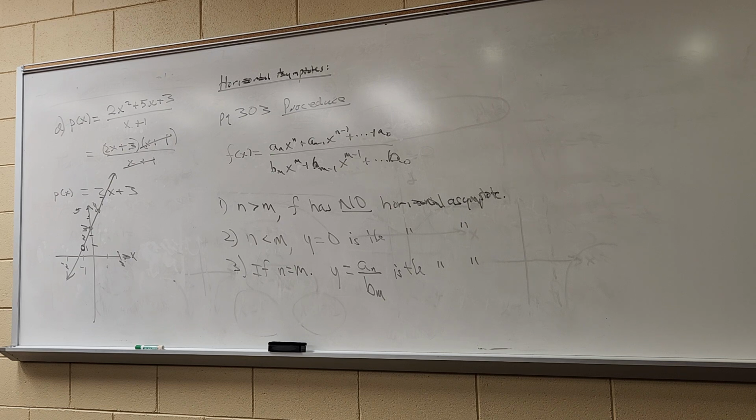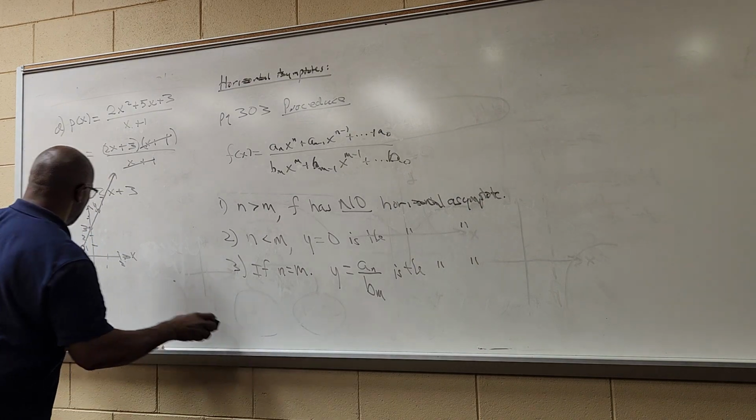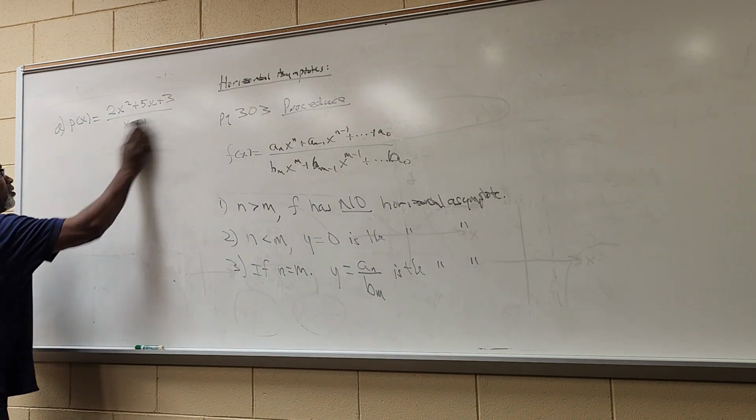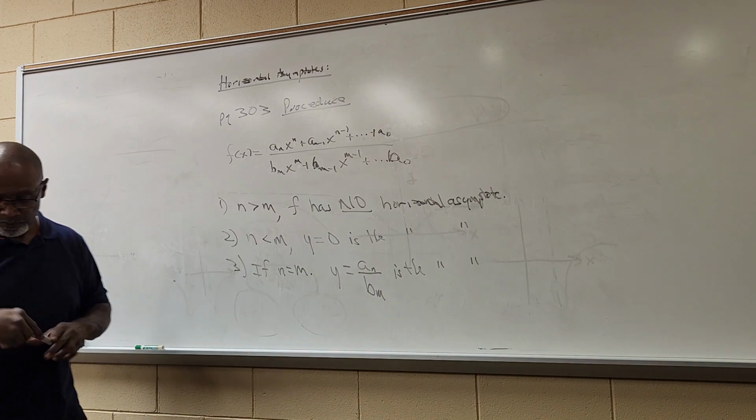If N is greater than M, we have a rational function. The degree in the top is N as in Noah. The degree in the bottom is M as in Mike, okay? If N is greater than M, F has no horizontal asymptotes. Whenever the degree in the top is bigger than the degree in the bottom, there aren't any. If N is less than M, y equals 0 is my horizontal asymptote. And finally, if N equals M, then the ratio of those leading coefficients, y equals a_n over b_m, will be the horizontal asymptote, okay? So with that in mind, let's see if we can figure out some of these horizontal asymptotes, okay?